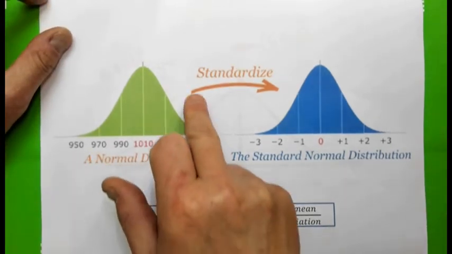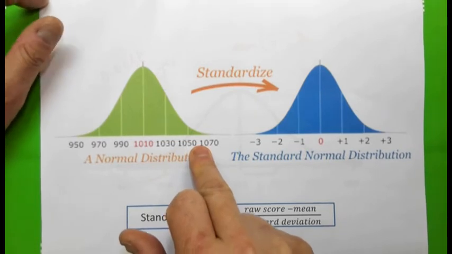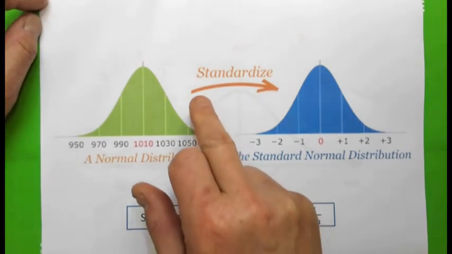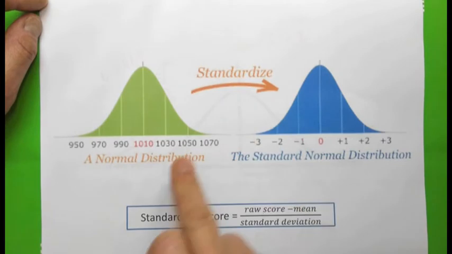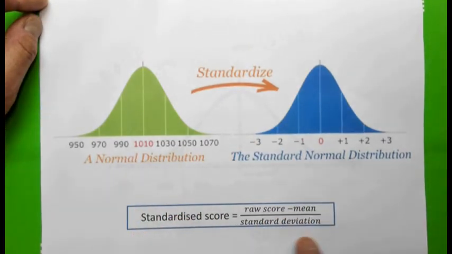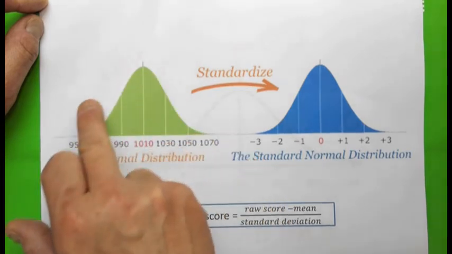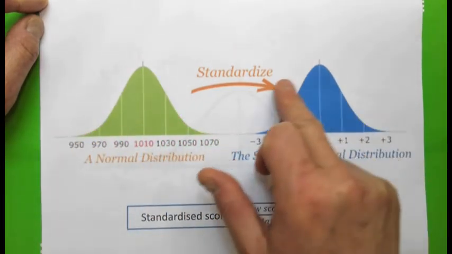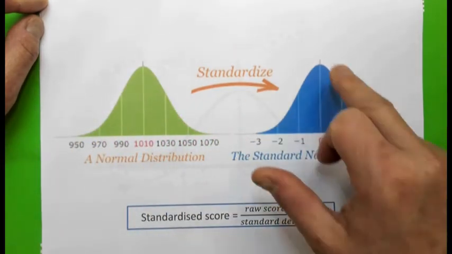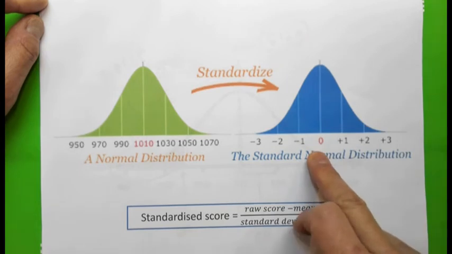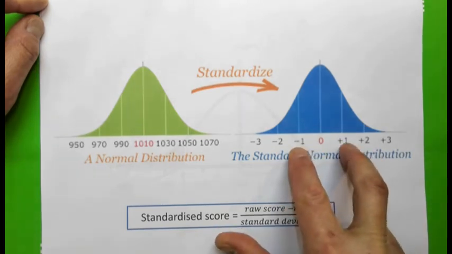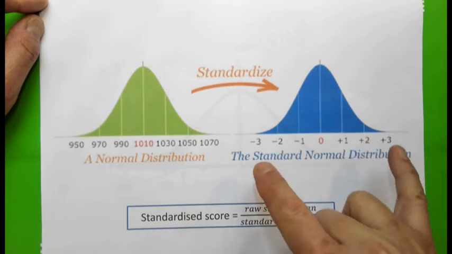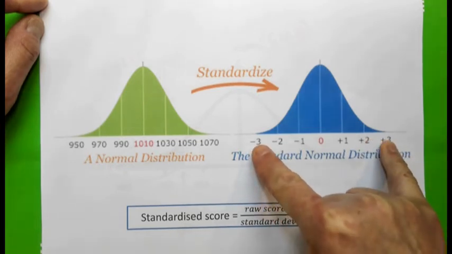We looked at the normal distribution. Remember, previous lesson we actually learned standardization, which is this formula here. Standardized score is the raw score minus mean divided by the standard deviation. Now, we can standardize the data into the standard normal distribution, where the mean is actually 0, 1 standard deviation is 1, 2 standard deviation is 2, and 3 standard deviation is 3.